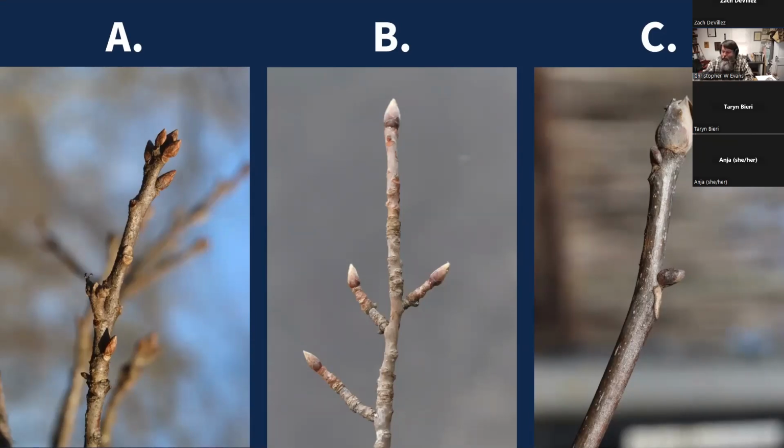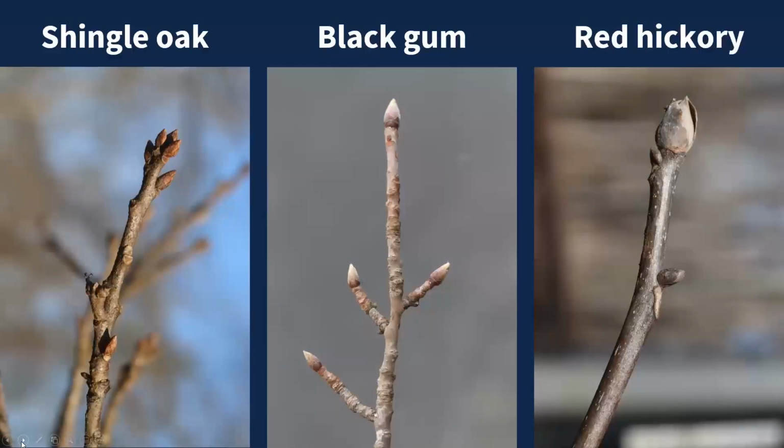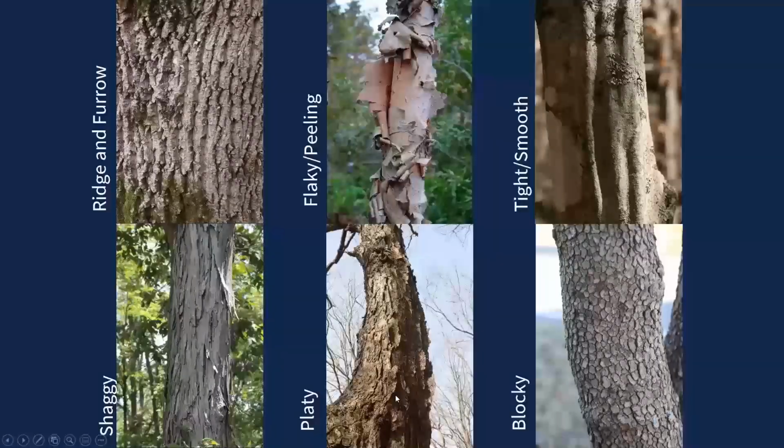I'm hoping you all looked at the clustered buds towards the tip to get to that answer. And so the one on the left, A, is a shingle oak. It's one of our black oak species. And then we've got a black gum in the middle and a red hickory on the right. So, right, very easily there. So we're looking at those clustered buds. Good job.